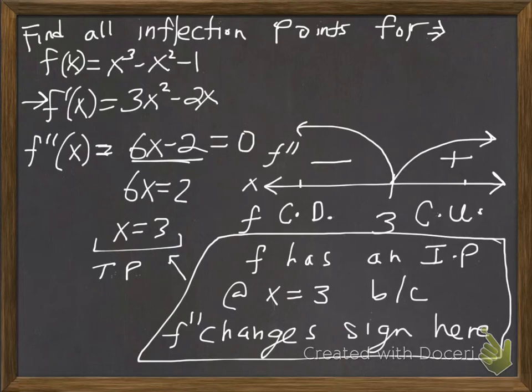So to recap, we found our critical points, our test points, which are a lot like critical points. We plugged them into a number line in order to figure out what f double prime's behavior was, which was negative and then positive. And because of that sign change, you have an inflection point where the test point was at x equals 1/3.